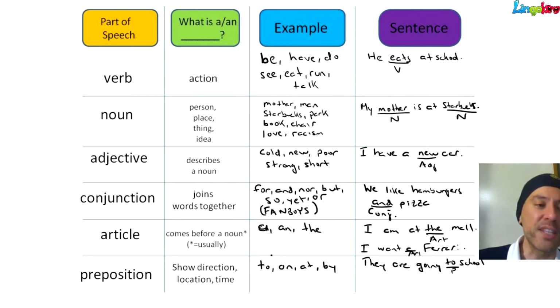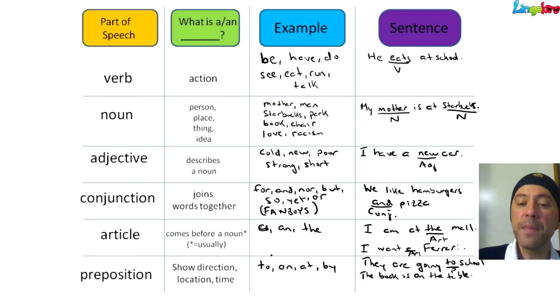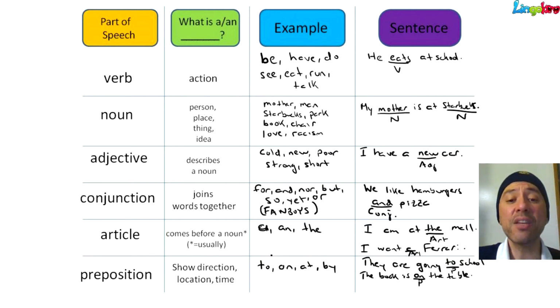Let's look at another sentence. I could write, the book is on the table. Okay? And then here we have the preposition on. Here's the preposition of location. Location meaning it's telling you, where is the book? Oh, it's on the table.